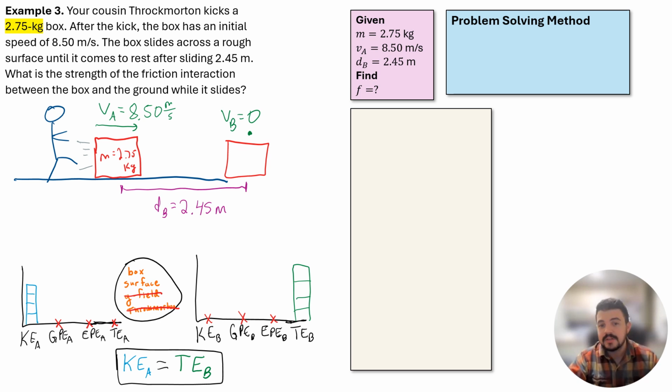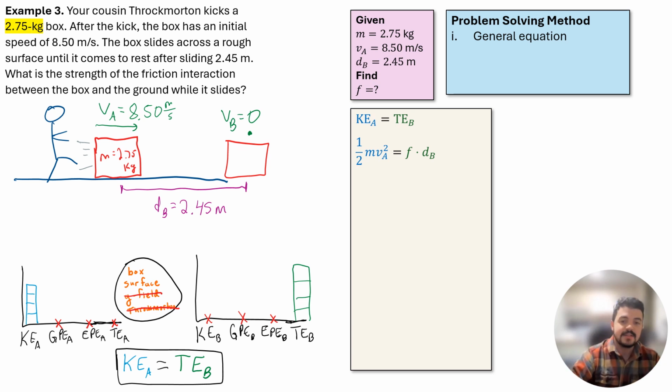And of course, we are going to start by writing a general equation. That equation will be the energy conservation equation that came from the bar graph. The kinetic energy at moment A equals the thermal energy at moment B. You already know I'm going to expand this out into relevant energy equations. Kinetic energy is half times mass times speed squared. Thermal energy is the strength of the friction interaction times the distance traveled.